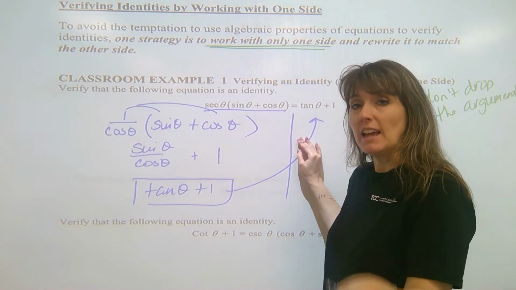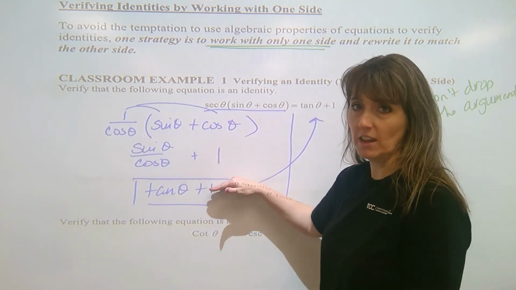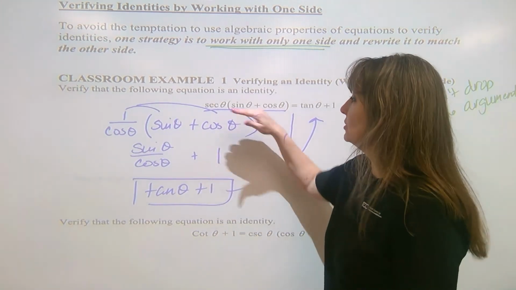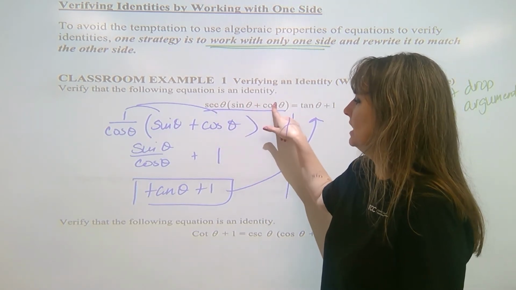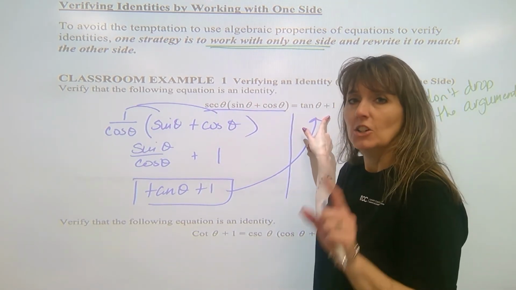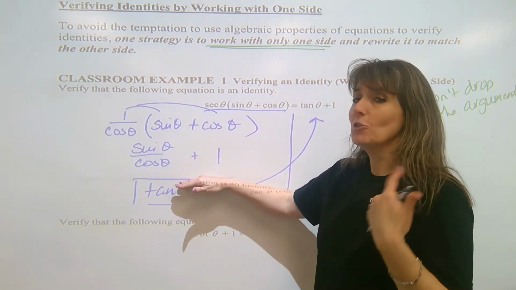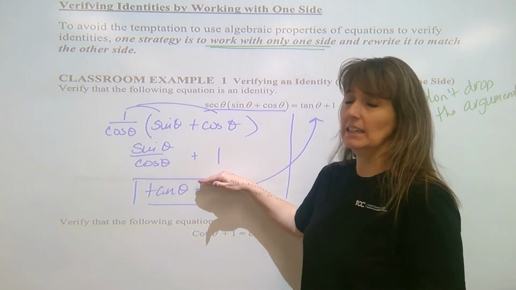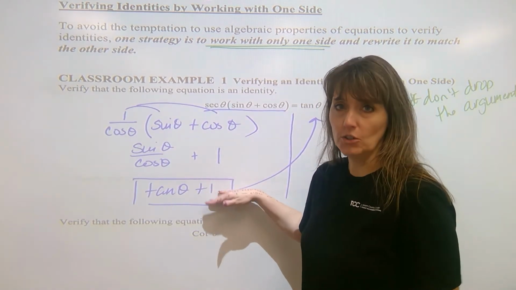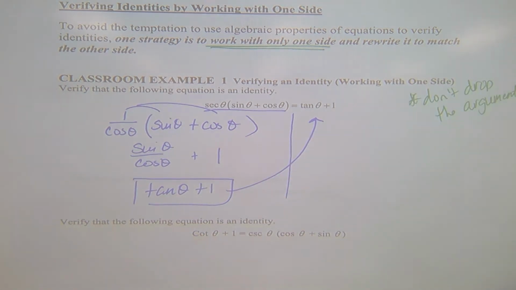Do not skip steps. You have to show me how you get from here to there. You may be able to look at this and go, oh, if I turn that into 1 over cosine, I get tangent plus 1, and I'm done. But if you go straight to there, I don't know whether you really thought through that in your head or you're just giving it a go and hoping that I don't notice you didn't show me how to get there. So you've got to show me the steps.